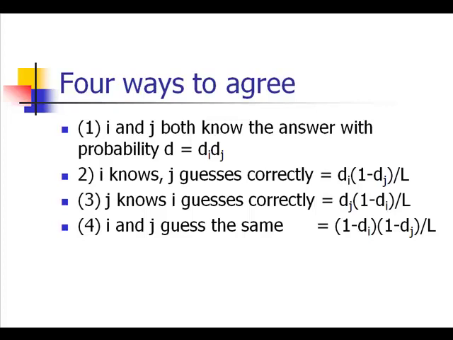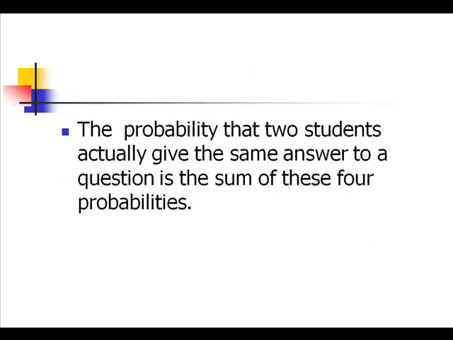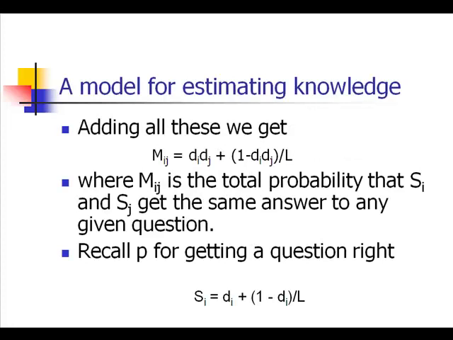So add these up, and you get the sum probability that two people get the same answer on an exam, on a question, right? So the probability that two students give the same answer to a question is the sum of these 4 probabilities, and here they are. The d sub I d sub J plus 1 minus the d sub I d sub J per L.